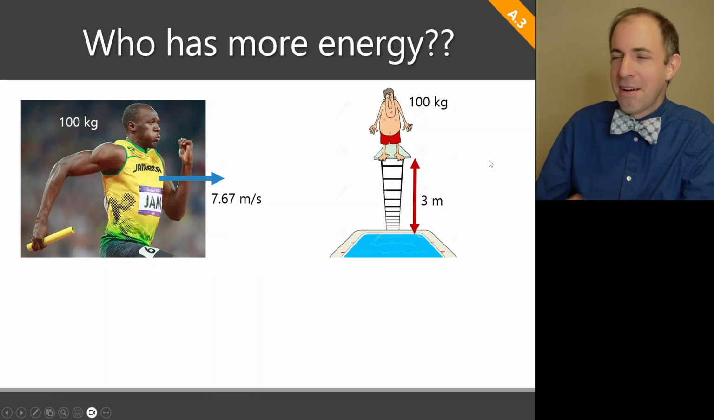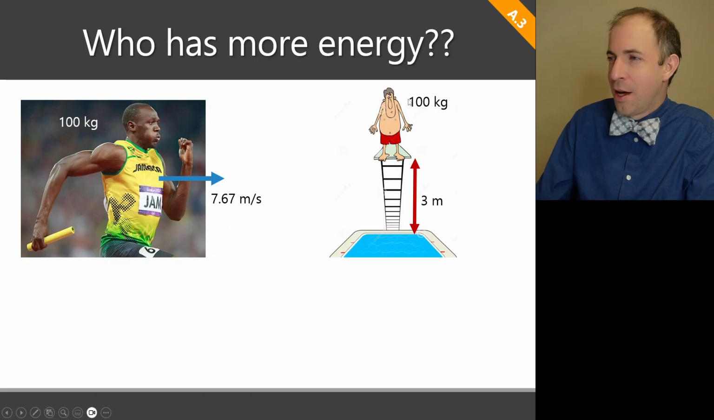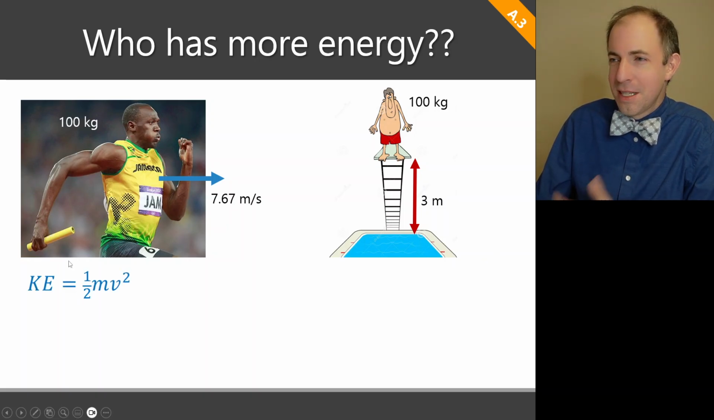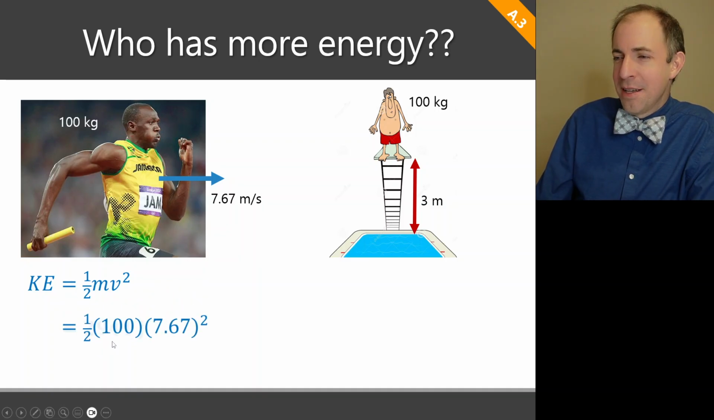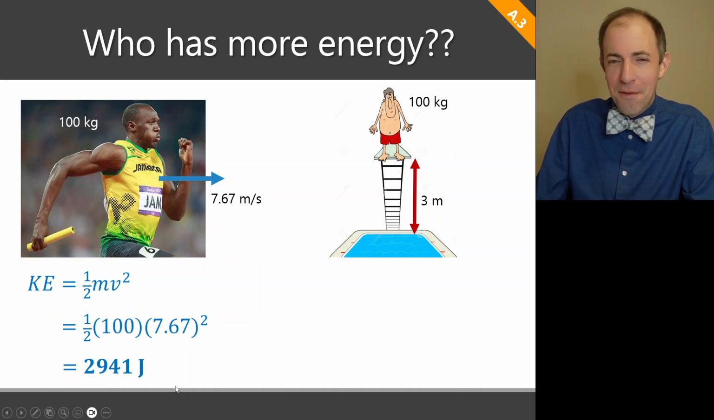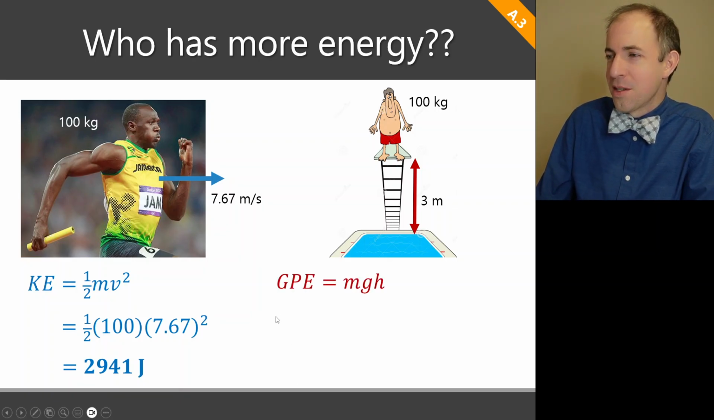So let's start by comparing here. We've got Usain Bolt at 100 kilograms running 7.67, and this man at 100 kilograms on a diving board 3 meters up in the air. Well, Usain Bolt is moving, so there's kinetic energy. 1/2 times the mass times the velocity squared. I'm getting 2,941 joules. Joules is my unit for energy. That is true for all forms of energy that we will see throughout this course.